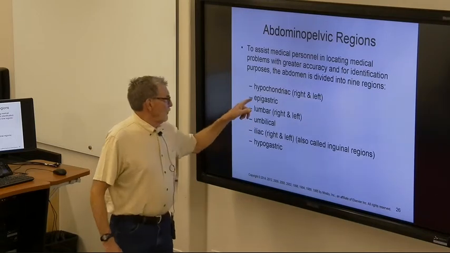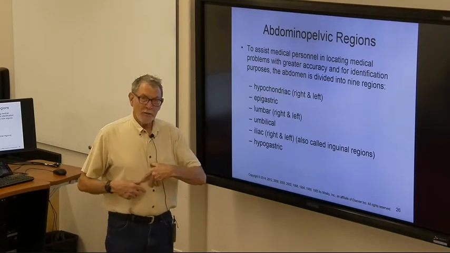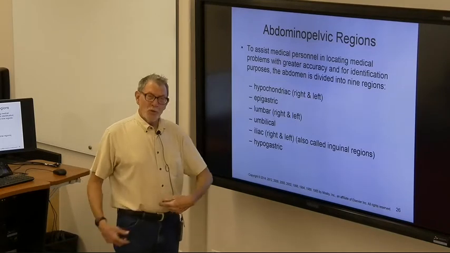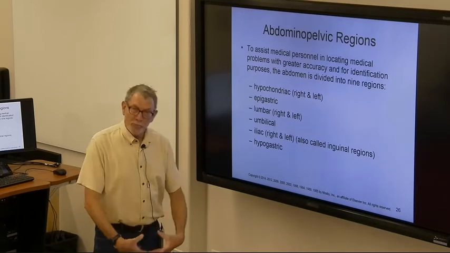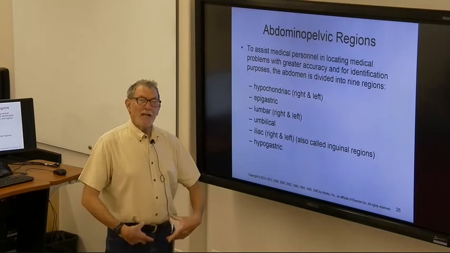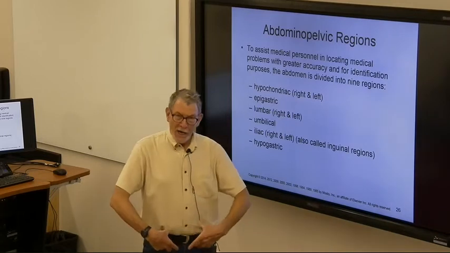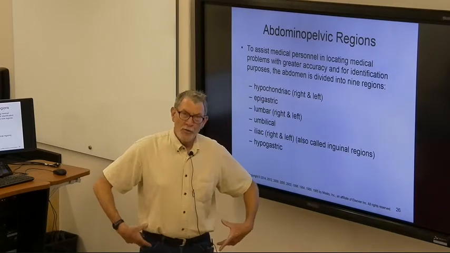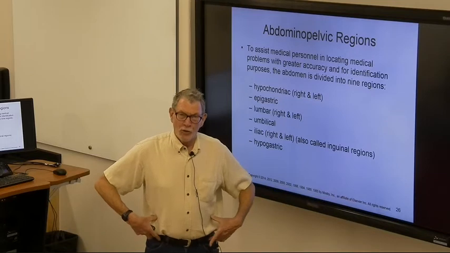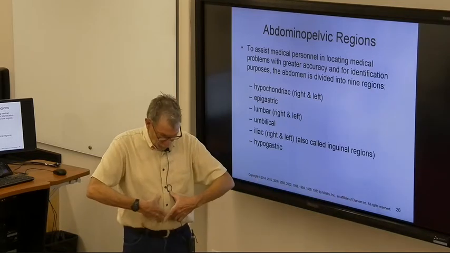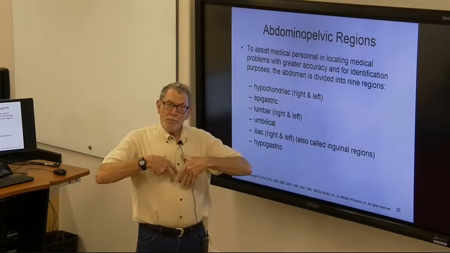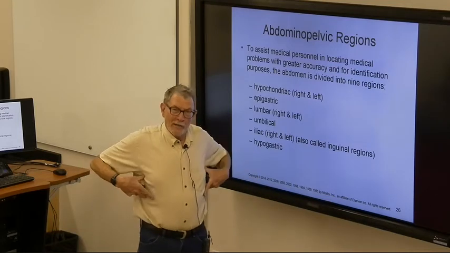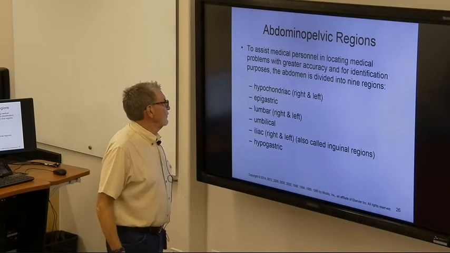Going up the middle, we have the epigastric. We have the umbilical region, which means your belly button. And hypogastric is below that. That's going to have your bladder in it. So hypogastric is even with the right and left iliac or inguinal regions. Umbilical is even with the lumbar regions. And epigastric is even with the right and left hypochondriac regions.